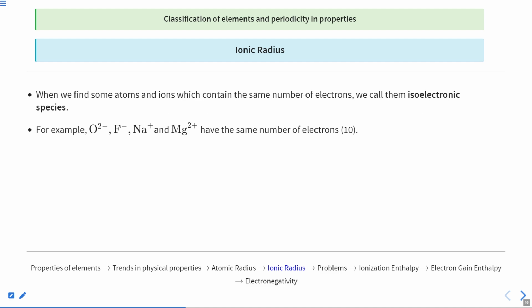Now we will talk about isoelectronic species. So what are isoelectronic species? First of all, the atoms or ions which contain the same number of electrons are called isoelectronic. For example, O2 minus, F minus, Na plus, and Mg2 plus.